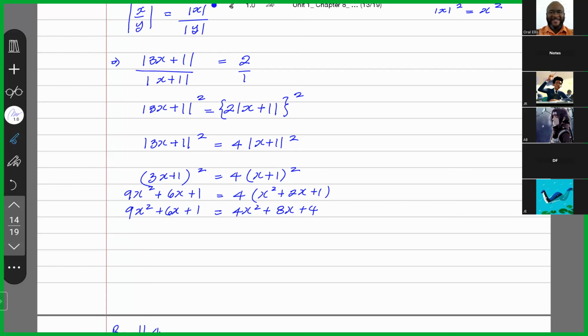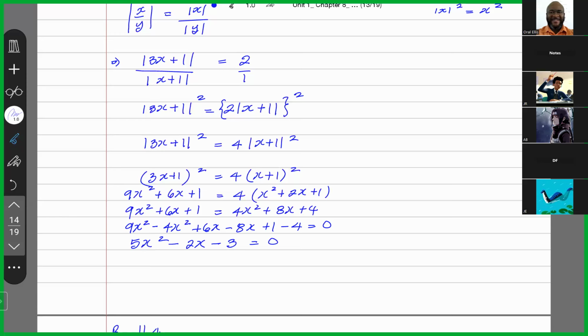This is a quadratic equation, and the first step in solving a quadratic equation is that one side of the equation must be equal to 0. So now I have 9x squared minus 4x squared plus 6x minus 8x plus 1 minus 4 is equal to 0. So everything that was on the right, I bring it over to the left. I'm going to be left with 5x squared minus 2x minus 3 is equal to 0.